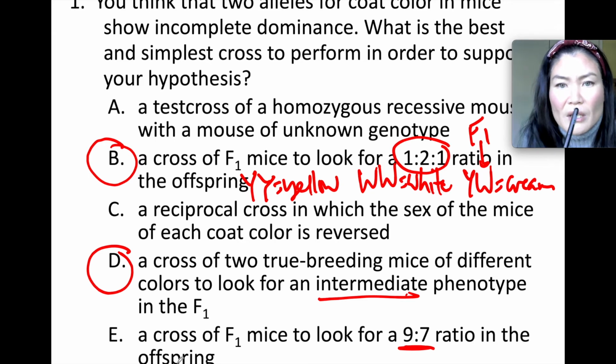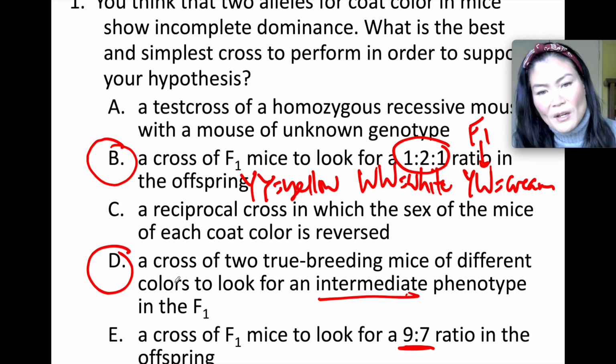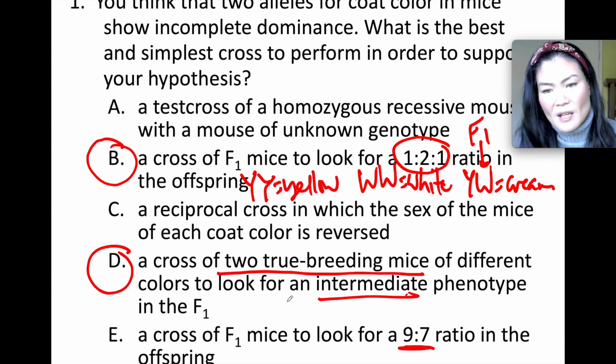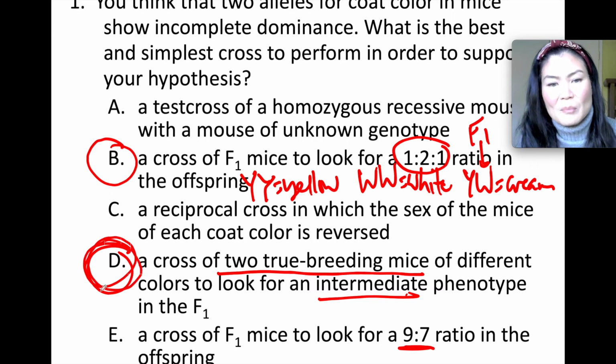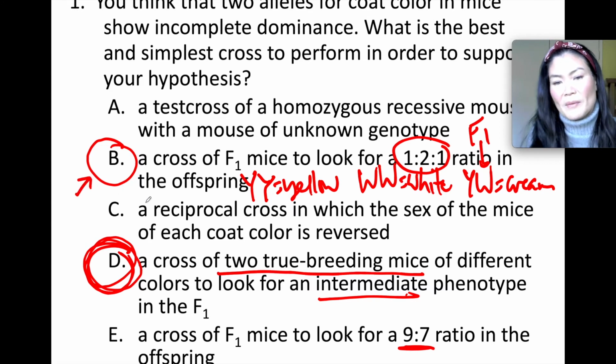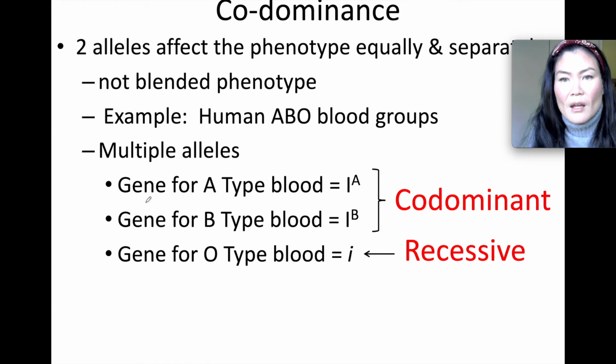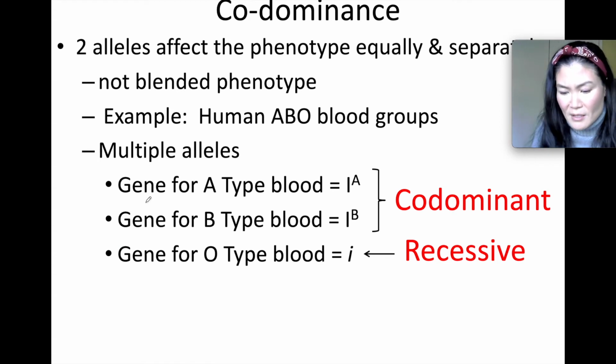So it could be B or D. So the question is, what is the best and simplest cross to perform in order to support your hypothesis? The simplest one would just be to take two true breeding mice, cross them, and then see if their kids have that in-between. In between is incomplete, the intermediate phenotype. So I would say D is the simplest way. B is an alternative, but it's not the simplest way. Okay? All right, next problem is codominance.